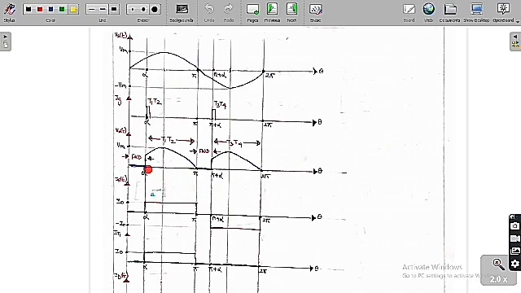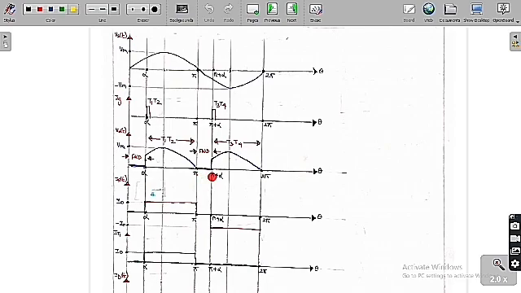Then as T1 and T2 are going to conduct, the output voltage is equal to source voltage, and also the source current is equal to output current. So therefore here from alpha to pi the output voltage is equal to source voltage. So it is going to follow the source voltage. Whereas from alpha to pi the source current is equal to output current, which is I0.